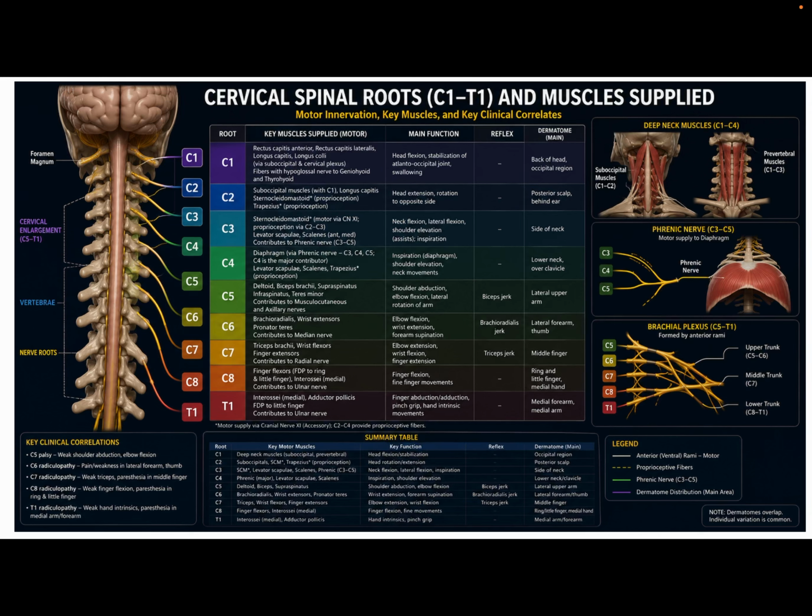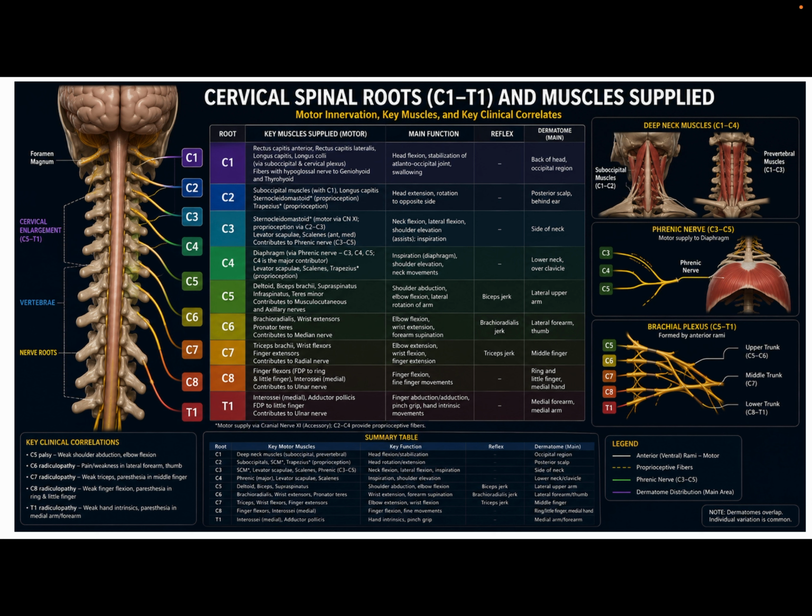This slide summarizes the cervical spinal nerve roots from C1 to T1, highlighting their motor innervation, principal muscles supplied, major functions, reflexes, dermatomes, and important clinical correlations. On the left, notice the cervical spinal cord emerging through the foramen magnum. The cervical enlargement from C5 to T1 gives rise to the nerve roots that form the brachial plexus supplying the upper limb.